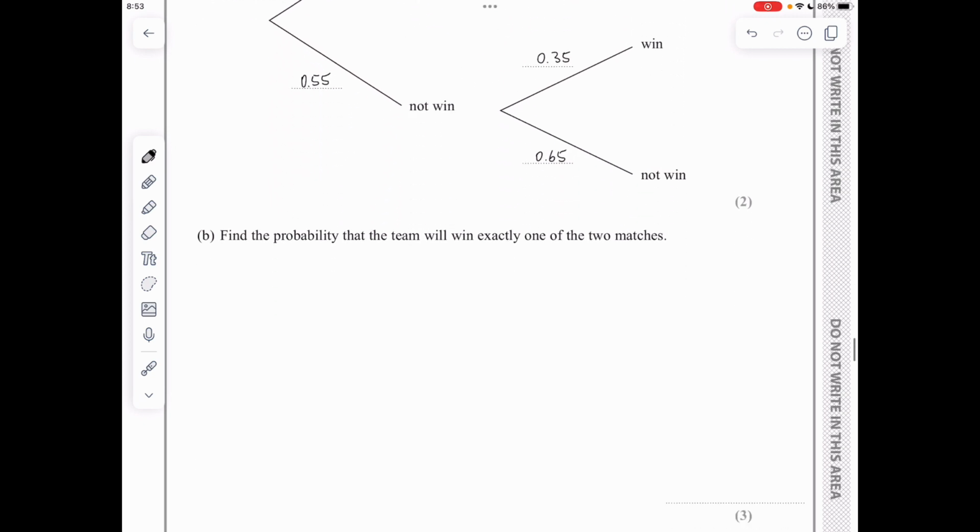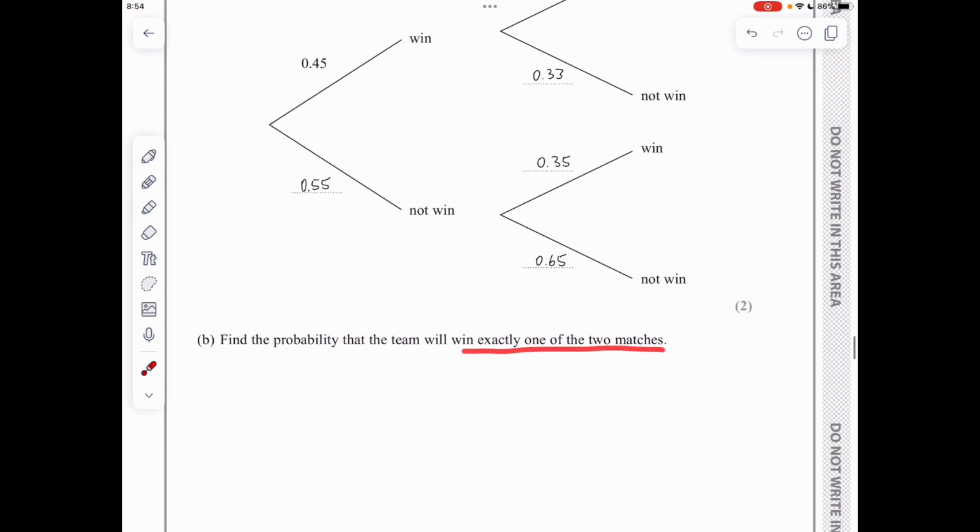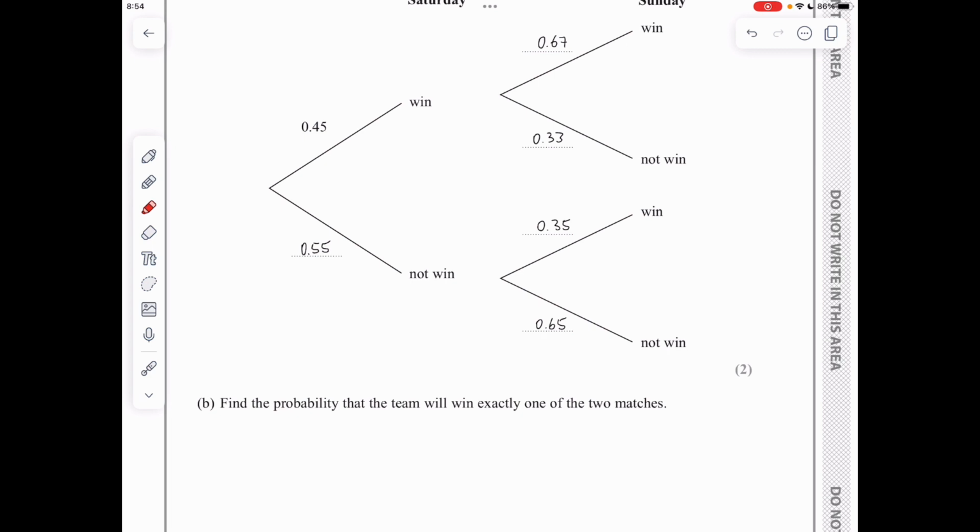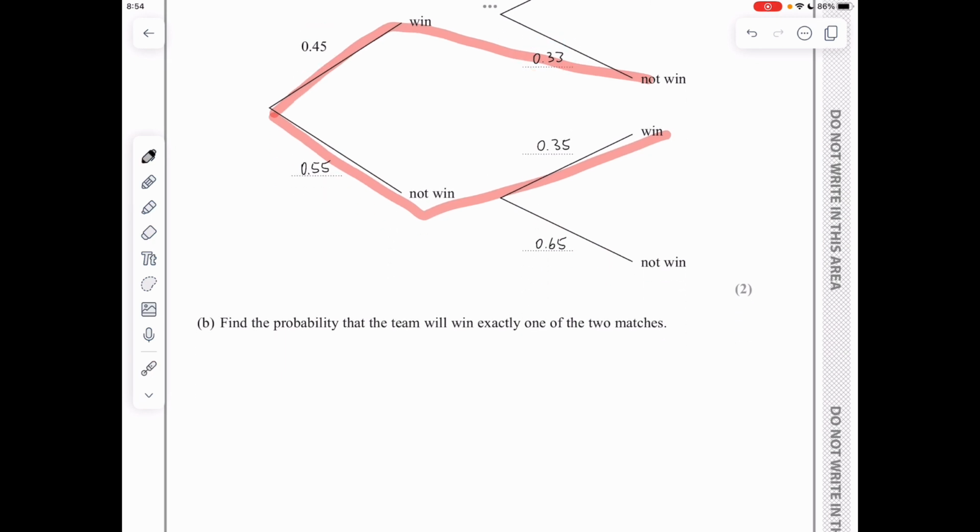In part B, we need to find the probability that the team will win exactly one of the 2 matches. So we are looking at 2 scenarios here. It's either winning and not winning, or not winning and winning. Remember that we multiply the probabilities of the branches through which we travel. So it's going to be 0.45 times 0.33 plus the alternative scenario of not winning and then winning, which is 0.55 times 0.35. And this gives an answer of 0.341.